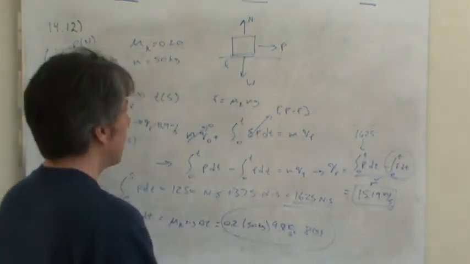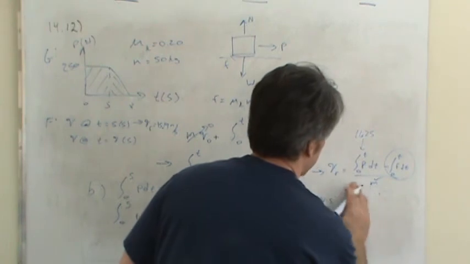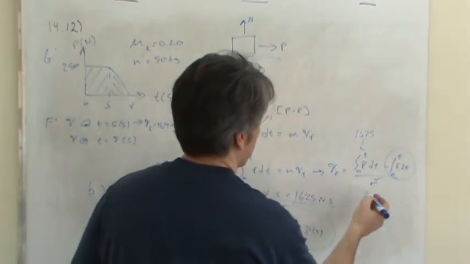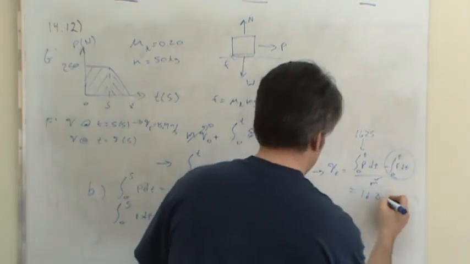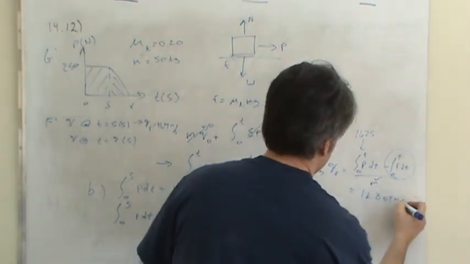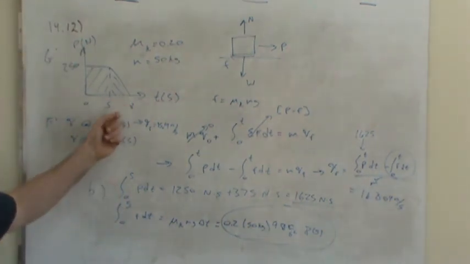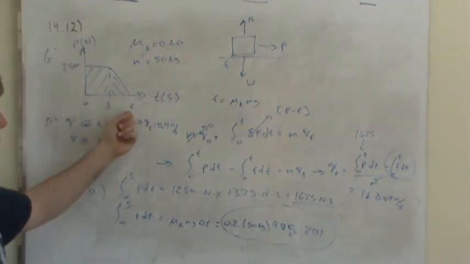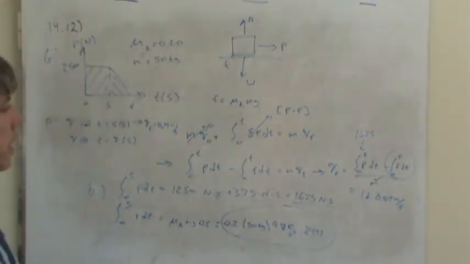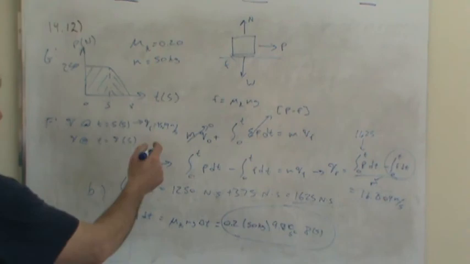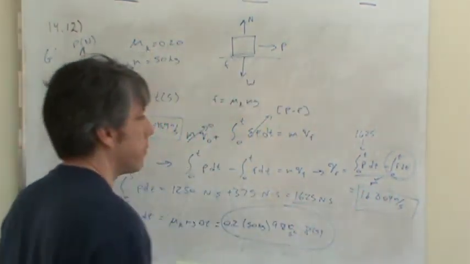Mass is still 50 kilograms, and so now the result, the final velocity, you should get 16.804 meters per second. So it's interesting that at 8 seconds, the velocity is still higher than it was at 5 seconds, which was 15.19. So here are the two answers for part A and part B respectively.